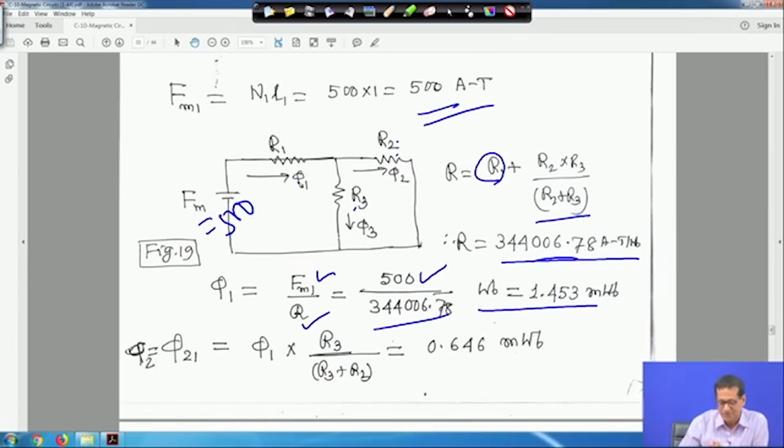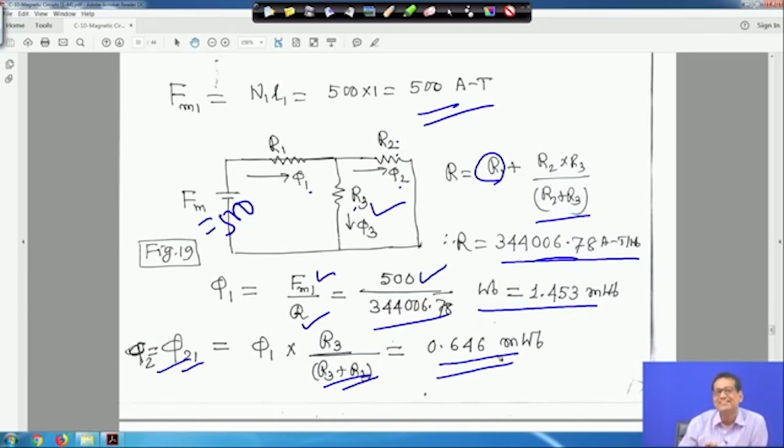Now, the way we do the current division, same way, phi 2, actually phi 21, is equal to phi 1, this is the total flux, into R3 divided by R3 plus R2. The current division that I have done, here also it is flux division. So, it will be 0.646 milliweber, very simple it is, only you have to understand a little bit.